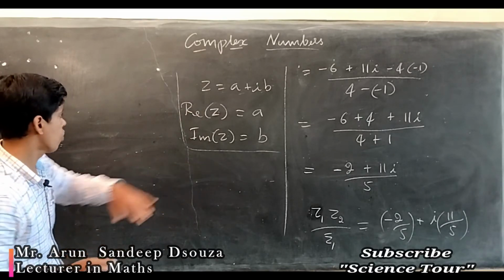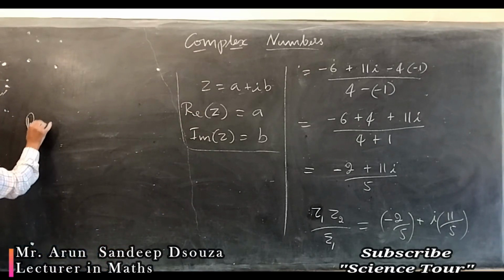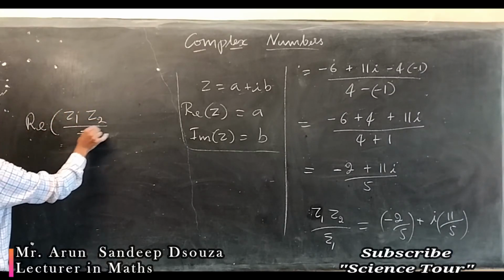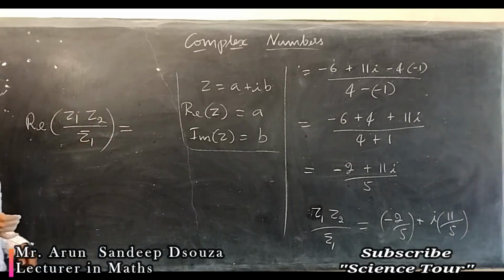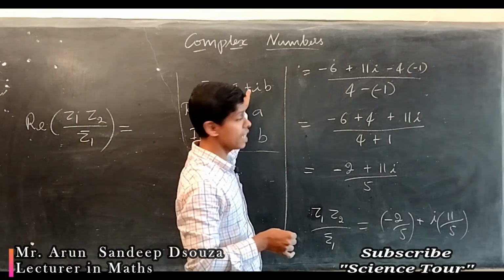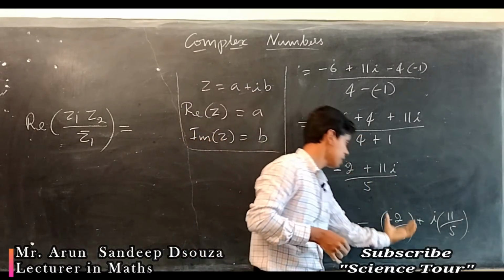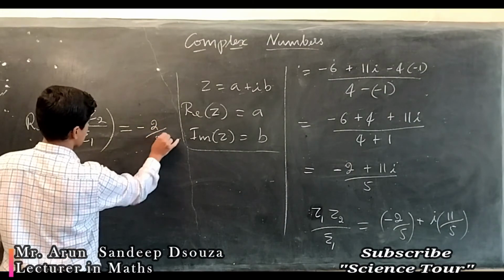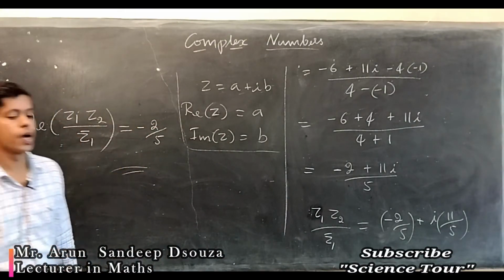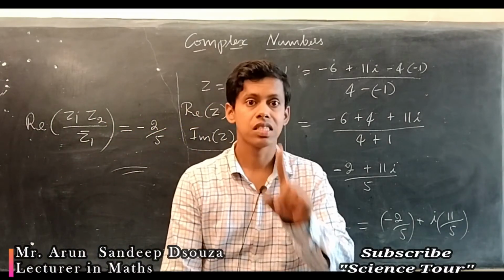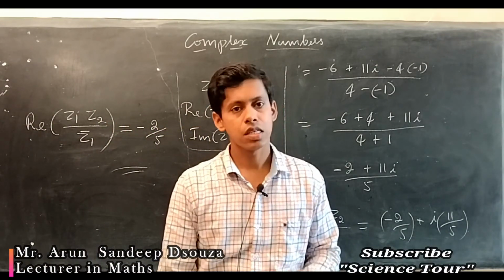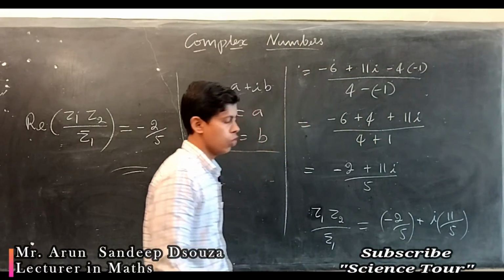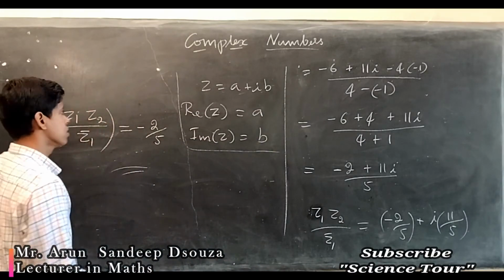Okay, now tell me, what is the real part of Z1 Z2 by Z1 bar? What is it? So real part of Z is a, if Z is a plus ib. So here the real part is minus 2 by 5. So that is minus 2 by 5, and that's the required answer for this first sub question. Now let's continue with the second sub question. Okay, so what was the second sub question? 1 by Z1 bar.